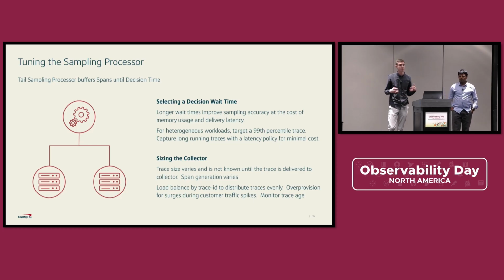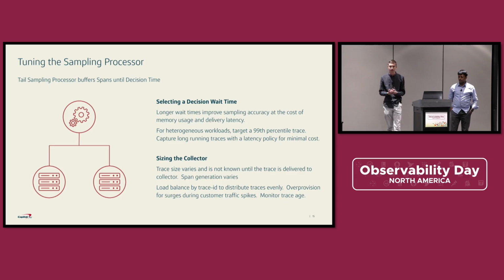So you're presented with a trade-off. A longer wait time gives you more accuracy to look into more data from your trace, but at the cost of more memory buffering and a longer latency on delivery. So this is like a tug and pull. You can't perfectly answer this question.